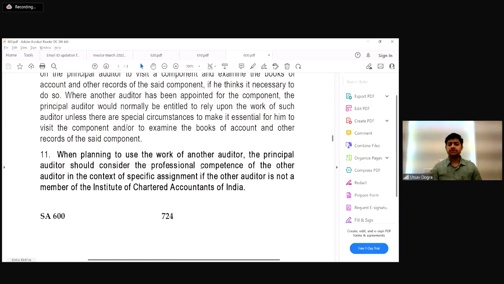When planning the use of the other auditor, the principal auditor should consider the professional competency of the other auditor in the context of the specific assignment. Specific assignment means the specific financial statement of the component. And if the other auditor is not a member of ICAI, the procedures that need to be applied become more extensive, which must give a reliance upon the financial statements and a confidence that you can rely upon the financial statement audited there.